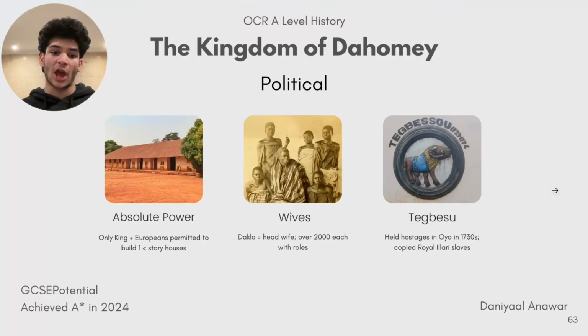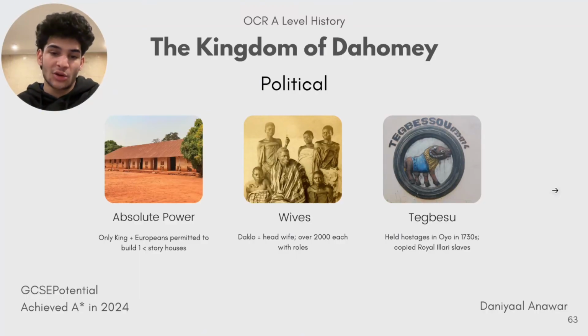Cool, political, Dahomey. So the first thing is absolute power. The king of Dahomey was very ruthless. So only him and the Europeans, because obviously he had to bow down to the Europeans, were the only ones who were permitted to build houses which were bigger than 1 story, which sort of reflects the fact that they really wanted to symbolically show how powerful they were. So that's a really interesting fact which you can analyze.